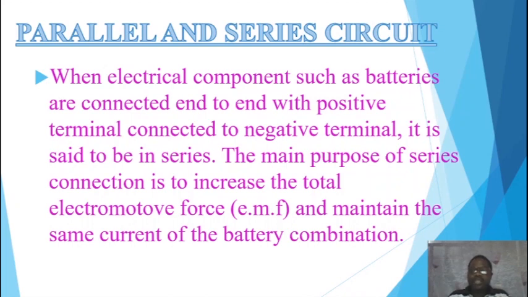Then, in such a series circuit, we find out that the same current is passing through. The current does not increase. What increases is only the potential, the electromotive force, but the current will always remain the same. So that is the purpose of series circuit. The purpose of connecting any electrical component, whether it is a resistor, a bulb, or a cell, is to ensure that the e.m.f is increased while the current remains the same.